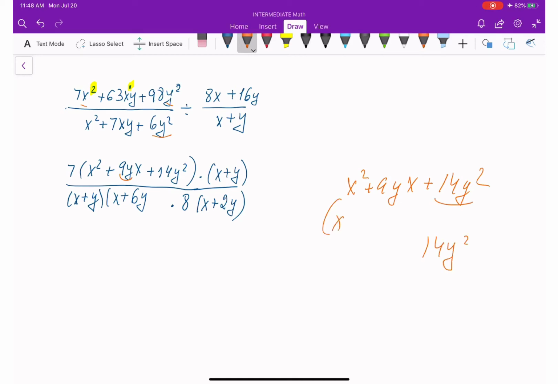Okay, let me put x and x. So multiplication 14y squared, addition 9y. So if I have y squared, I know here y, here y. We have to have two y's, right? Now, which numbers multiplication will give you 14, addition will give you 9? Obviously, it's going to be 7 and 2, which means here will be 7y, here will be 2y, and we are done.